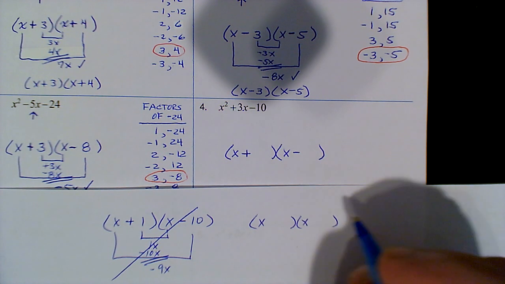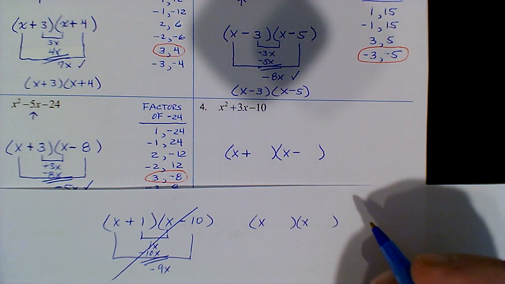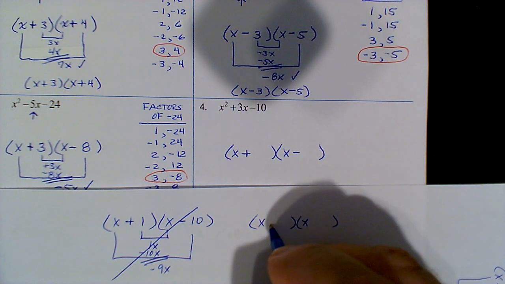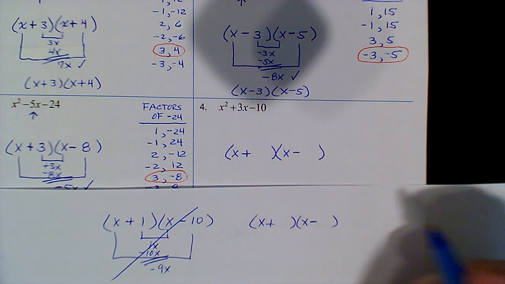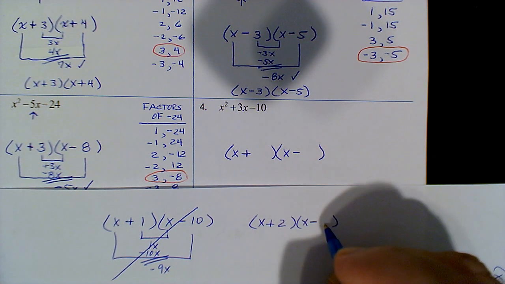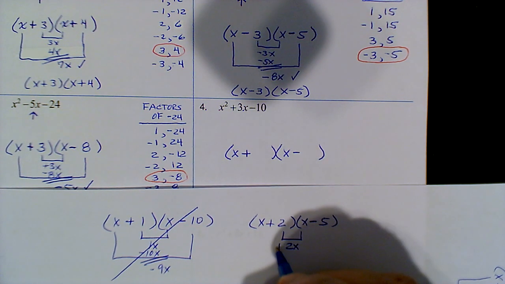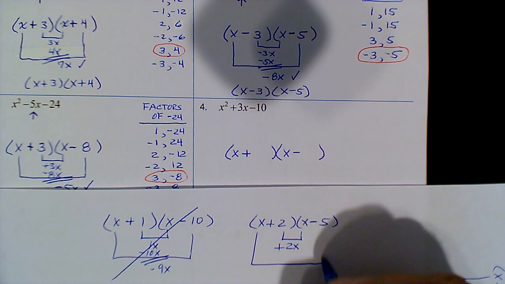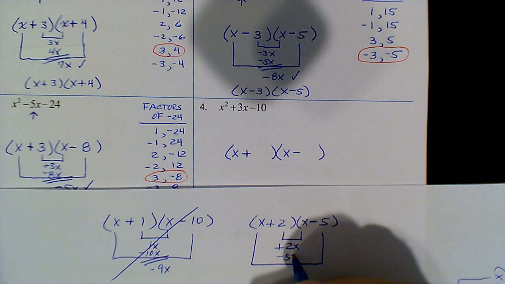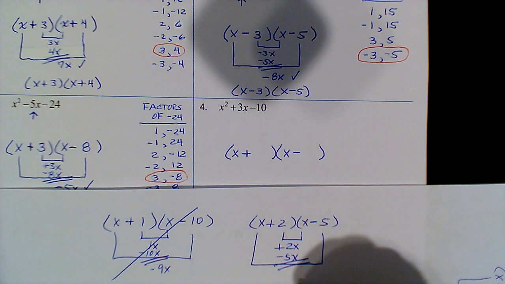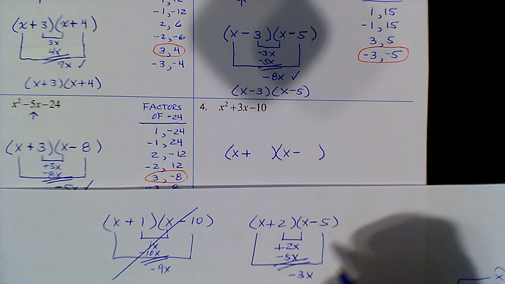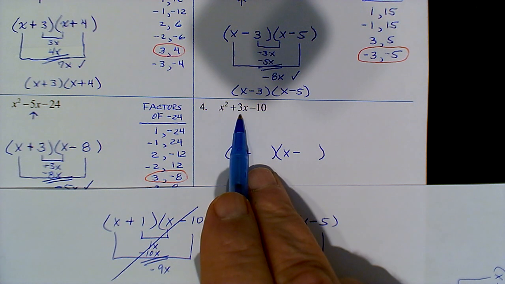So x and x, do a 2 and a 5. Let me put the positive here and the negative here. I'm going to do it wrong. I'm going to put the 2 with the plus and the 5 with the negative. And watch this. We get 2x is the inners, positive, and the negative 5x is the outers. Combining, we get negative 3x. We're looking for the positive 3x.